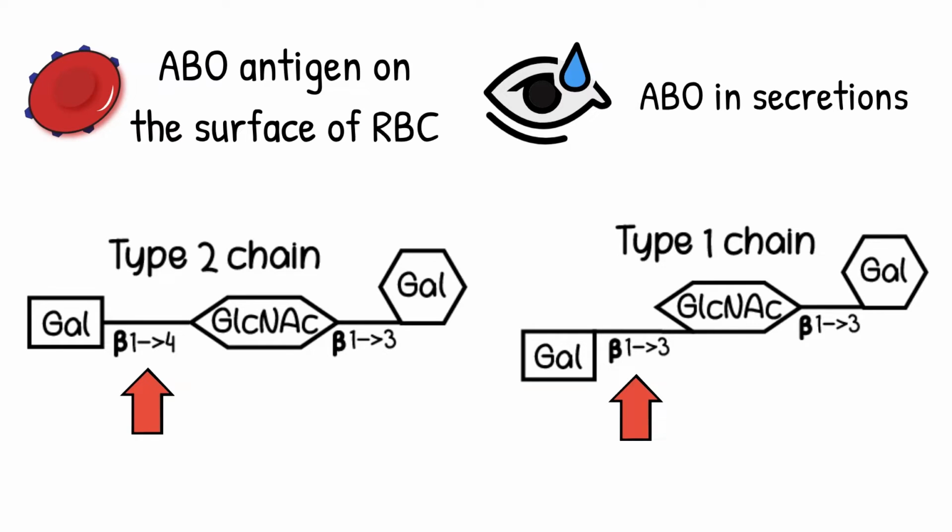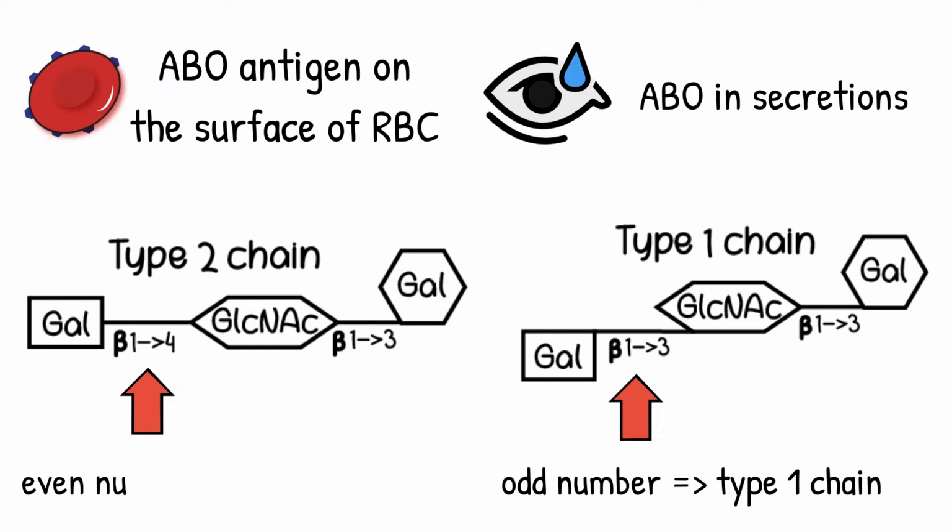Just remember, odd number goes with odd number. Type 1, beta 1 to 3 linkage, secretion. Type 2 chain, 2 even number, 4 even number, type 2 chain, beta 1 to 4 linkage, on the surface of red blood cells.